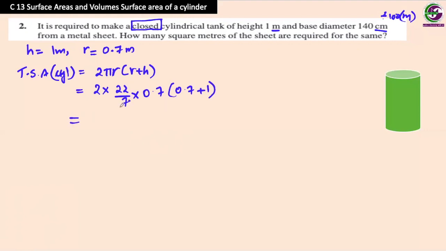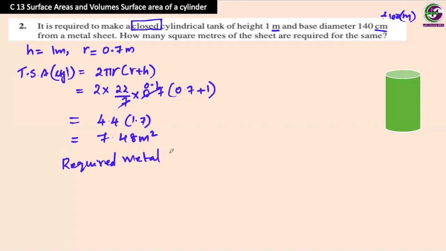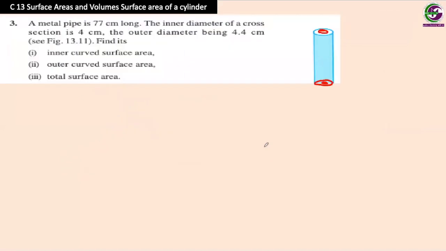Let us simplify. 0.7 divided by 7 is 0.1. 2 times 22 is 44, times 0.1 is 4.4, times 1.7, which will give us 7.48 meters square. Required metal sheet is equal to 7.48 meters square. Moving on to the next question.